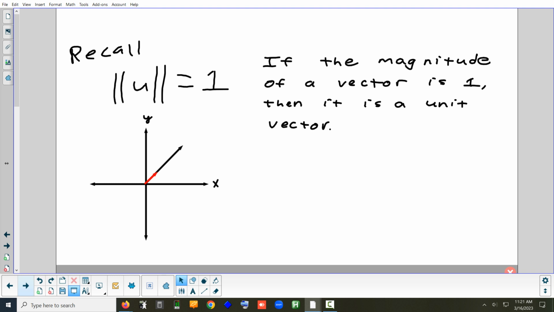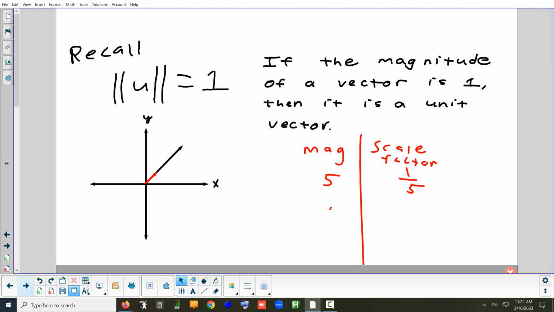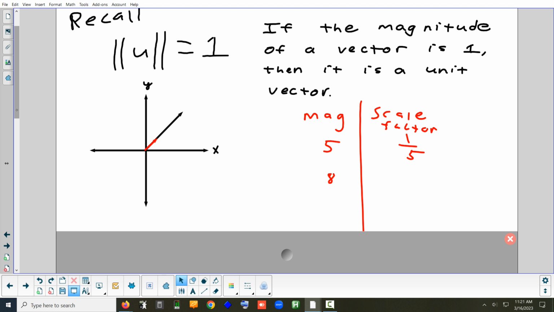So think about some examples. Let's say you had a vector that had a magnitude of 5. What would you scale it by to force it to be 1 unit long? 1/5. How about if you had a vector that was 8 units long? You'd scale it by 1/8. What if you had a vector that had a magnitude of 1/3? You'd scale it by 3.